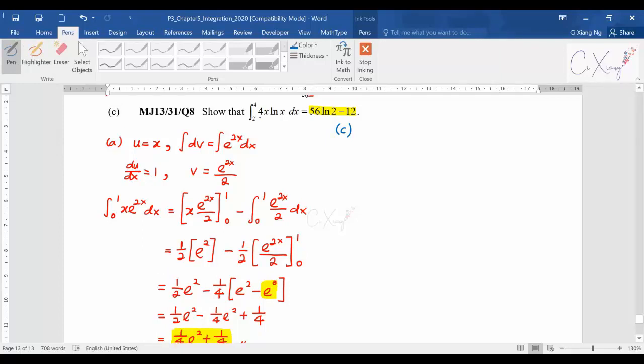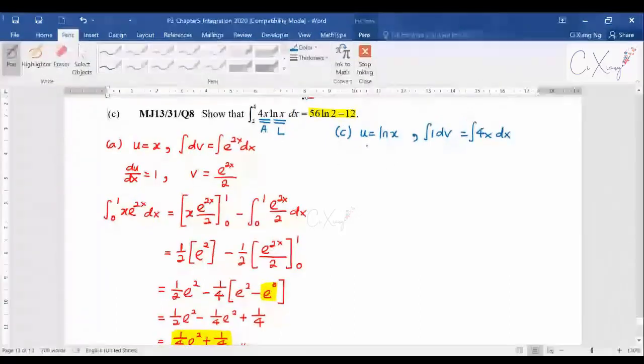In part number C, you have 4x ln x. I will treat 4x as A, algebraic function, and ln as L. According to our LATE rule, L is higher than A, so the higher function will be the u. So u equals ln x. After that, my dv I will write as 4x dx. One part I want to differentiate, another part I want to integrate, therefore I put the integration sign.